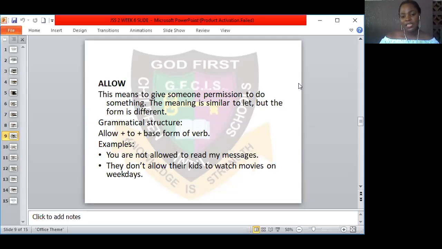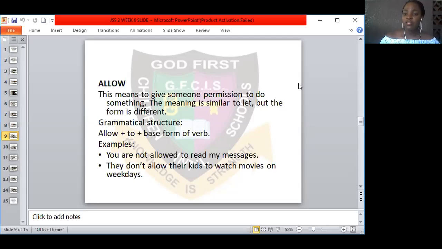So looking at this sentence, and also taking a close look at the grammatical structure of allow, the allow comes first. You are not allowed plus to plus the base form of the verb, which is read. They don't allow their kids to watch movies on weekdays.